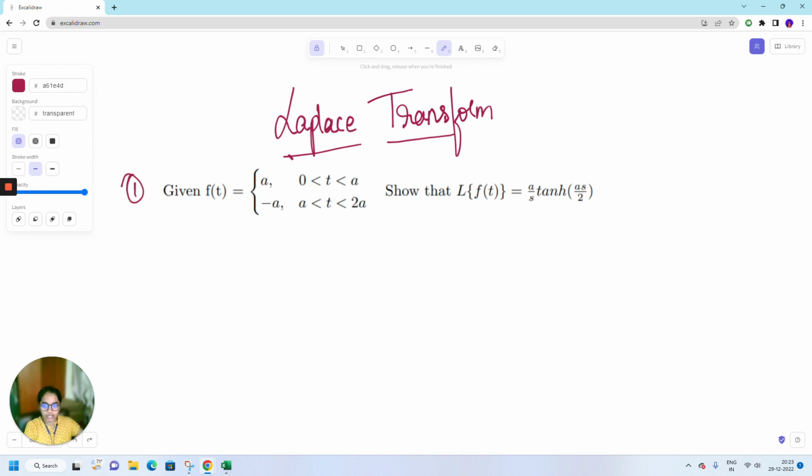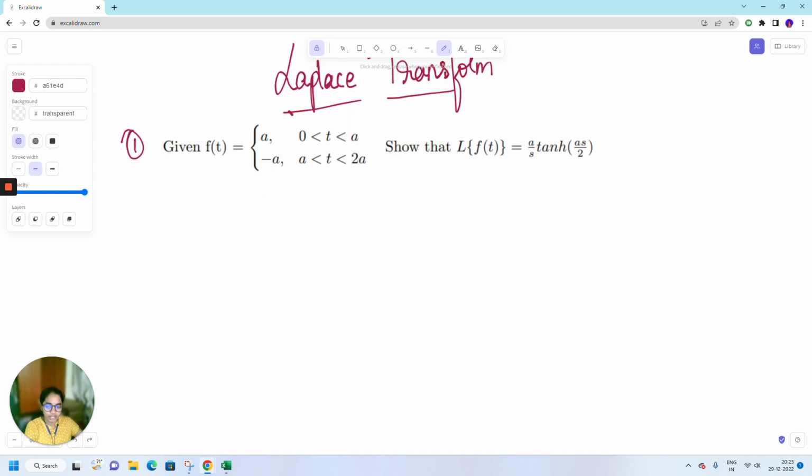Okay, as you can see, I've already written the question. They are saying f of t is equal to a for the interval 0 to a and minus a for the interval a to 2a. Yes, we have to find the Laplace of f of t. What is Laplace of f of t?